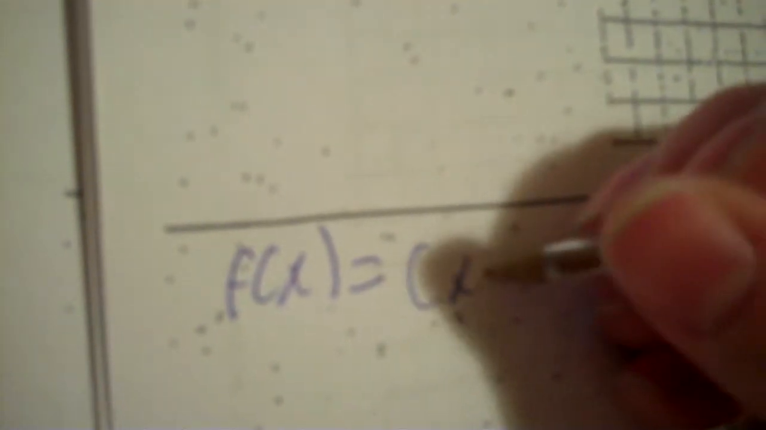Okay, next one. f(x) = (x − 2)². Now this time it was just added to the x squared. Now it's in the parentheses. It's with the second power. That's now an h value.